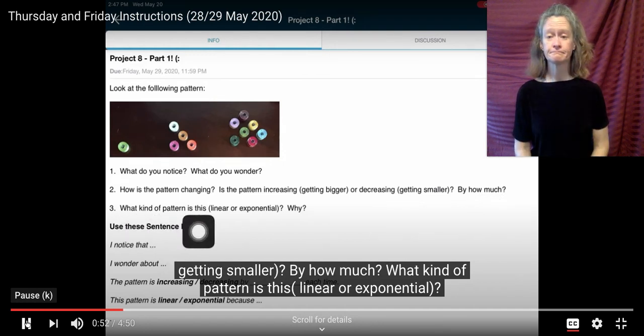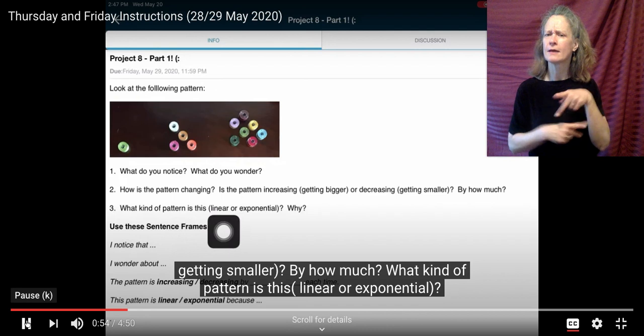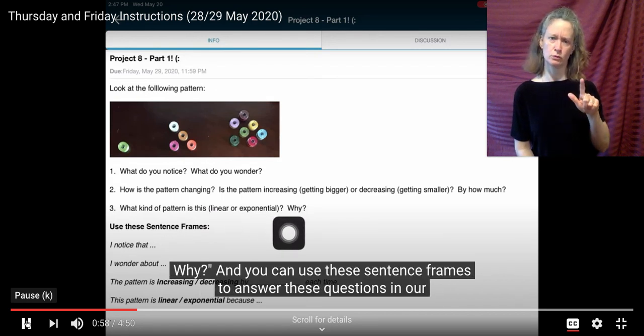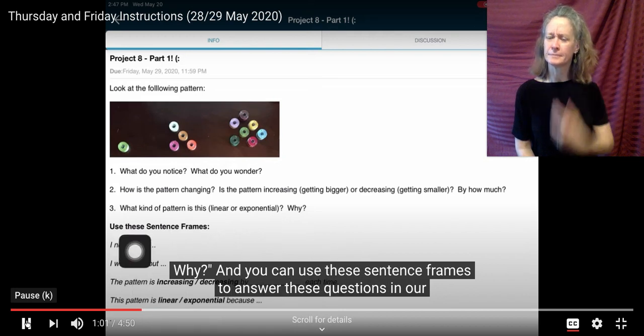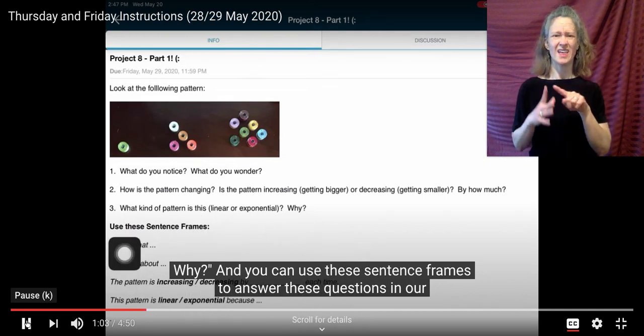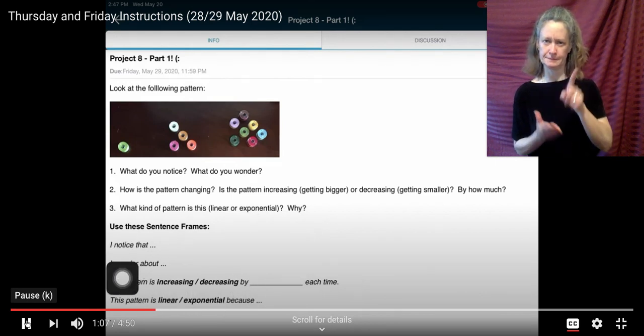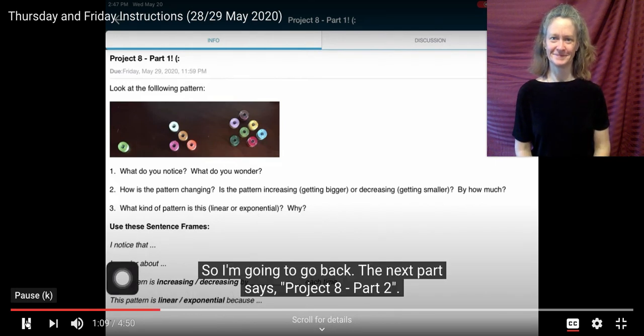What kind of pattern is this? Linear or exponential? Why? And you can use these sentence frames to answer these questions in our discussion. So I'm going to go back.